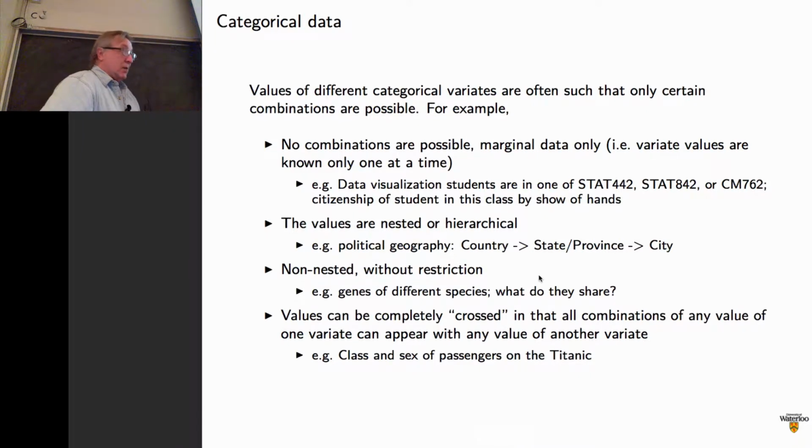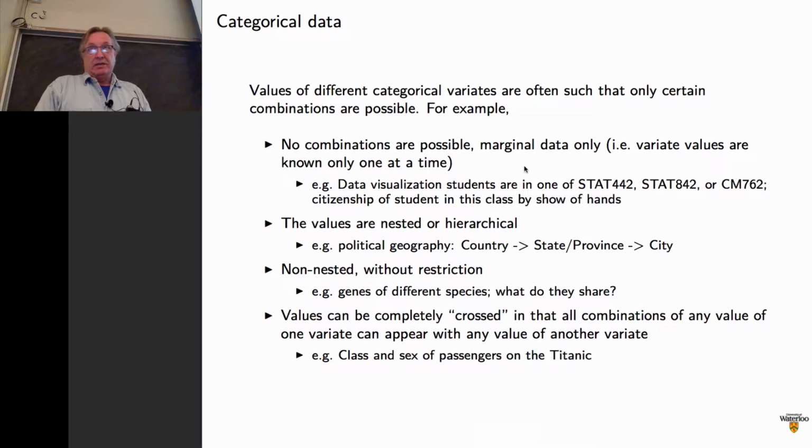Variates themselves also come with different kinds of constraints on them, largely brought about by how the data were gathered, sometimes by the nature of the data itself. So the first one we want to distinguish is where no combinations are possible. Imagine I've got two variates. One is, what course are you registered in, if you're in this course, right? So I may know how many of you are registered in Stat 442, how many are registered in Stat 842, how many are registered in Comp Math 762. I might know those counts.